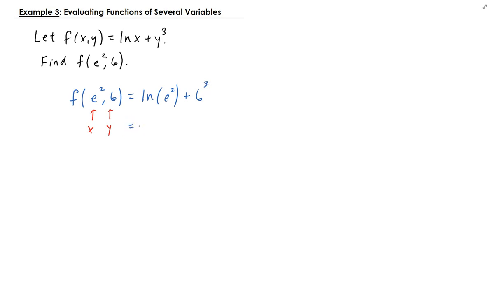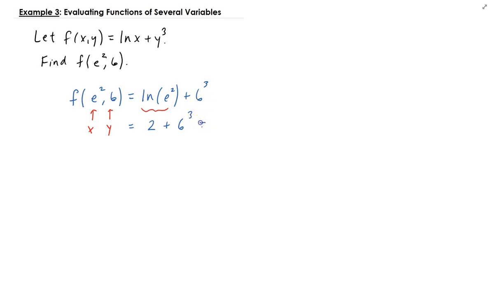So natural log e squared. Since natural log and e are inverse functions of each other, this is just going to give us 2. So we have 2 and then plus 6 cubed.